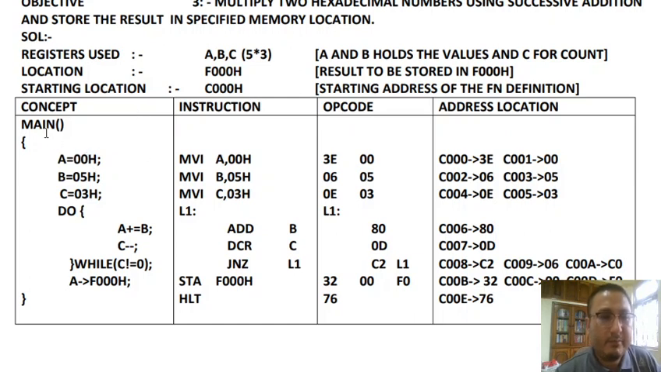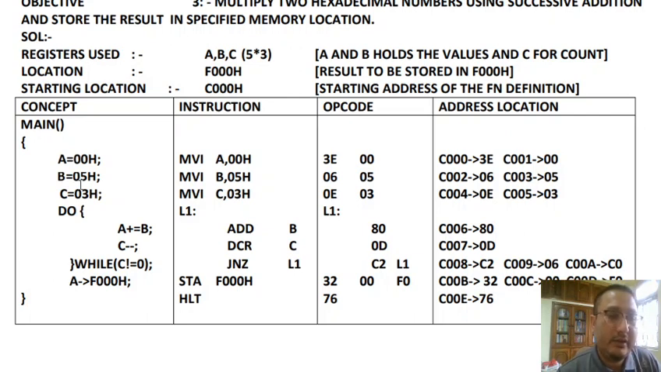Now here I prepared the concept note. A is initialized with 00H because A is the resulting register, where the result is to be stored and eventually transferred to an address location. B is holding one of the operands and C is holding the other operand. These are to be multiplied. B is initialized with 05H and C is initialized with 03H. So I need to multiply B by C.